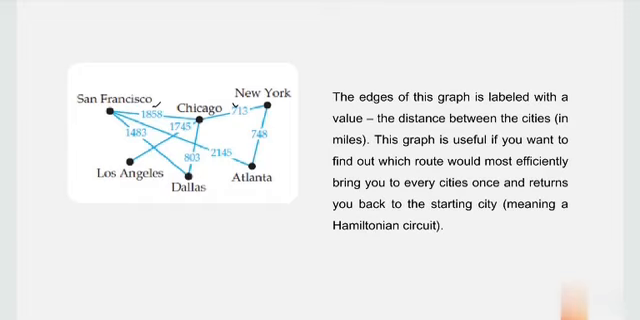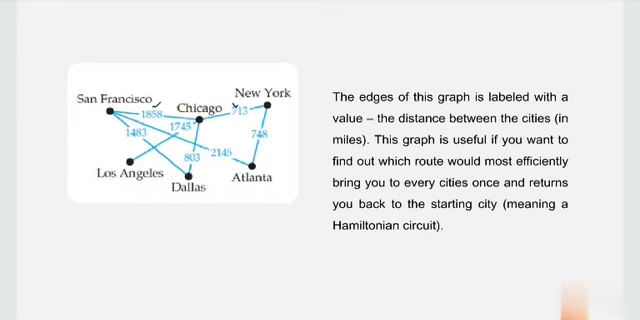If there's an edge between two vertices, that means there's a route, may ruta, may daan papunta doon. And the values here are telling you gano kalayo the distance that you will travel if you want to get from Chicago to New York, for example. So this graph is useful if you want to find out which route would most efficiently bring you to every city once and return you back to the starting city. So it should be making sense now what efficient route means.